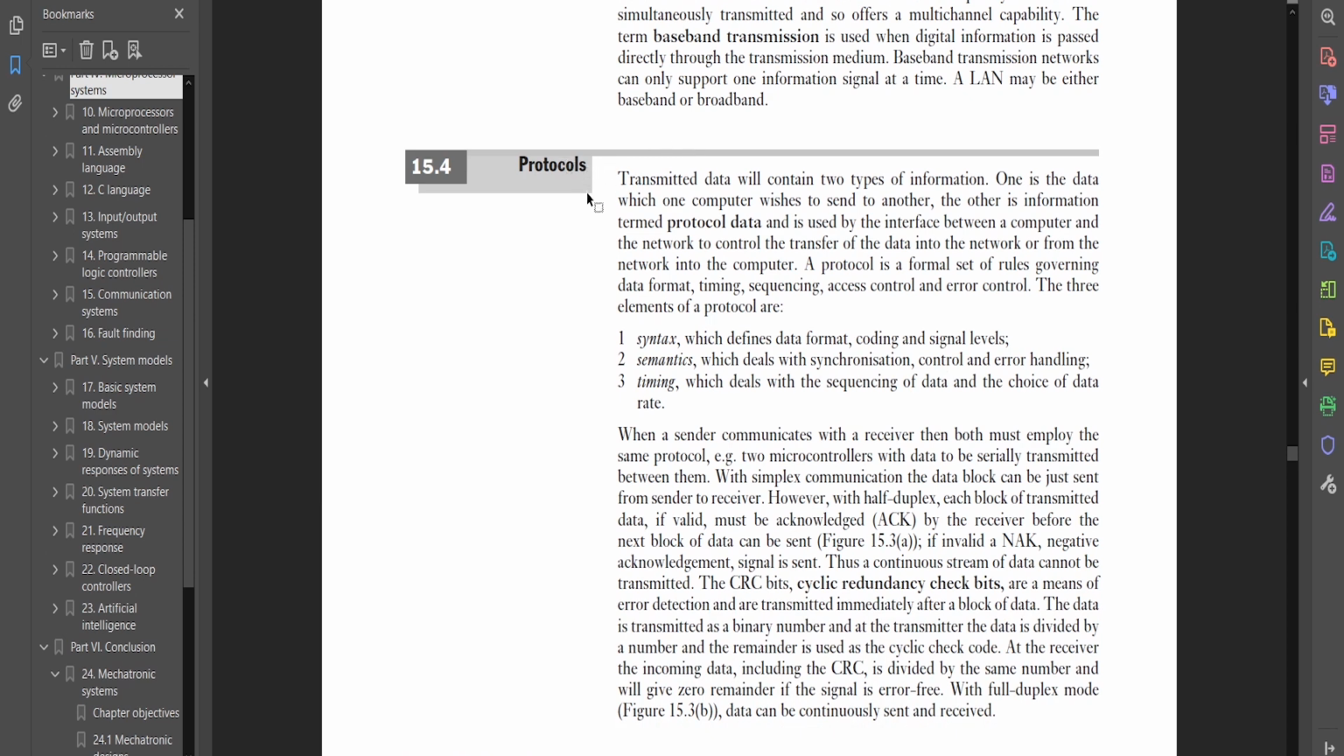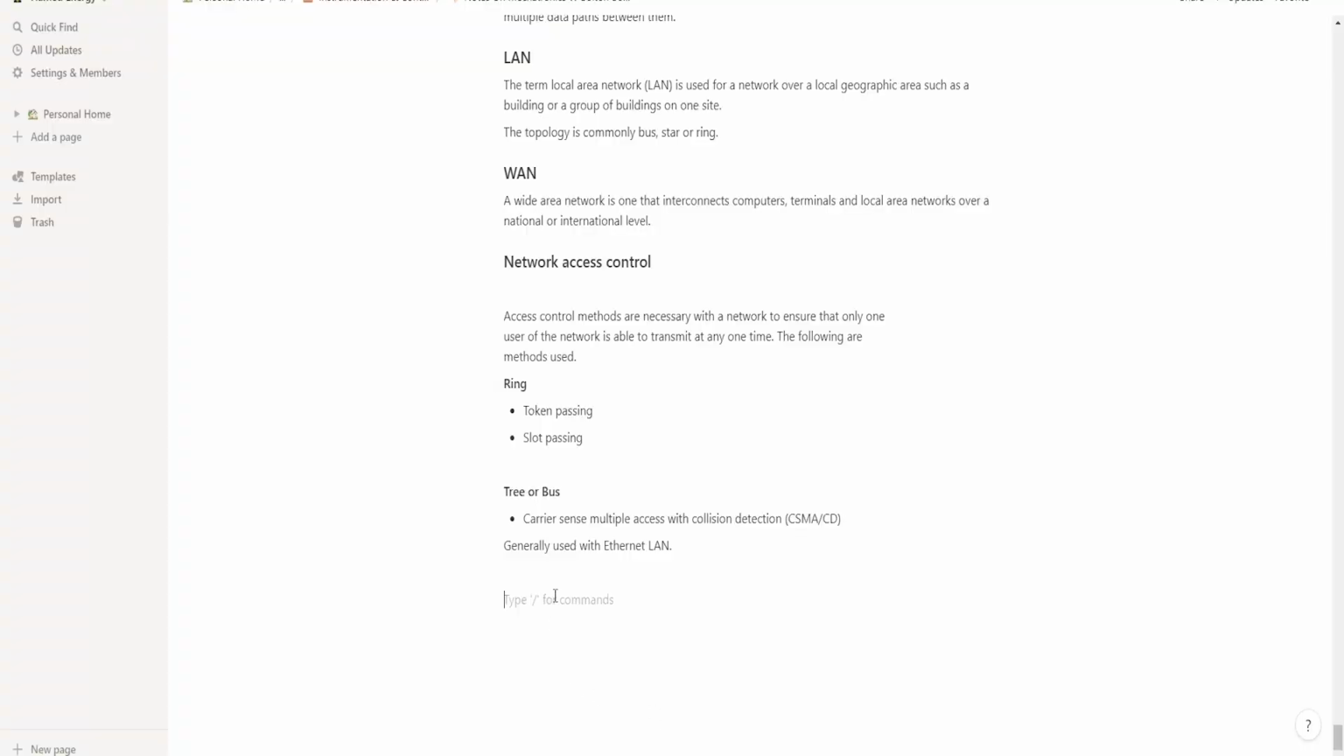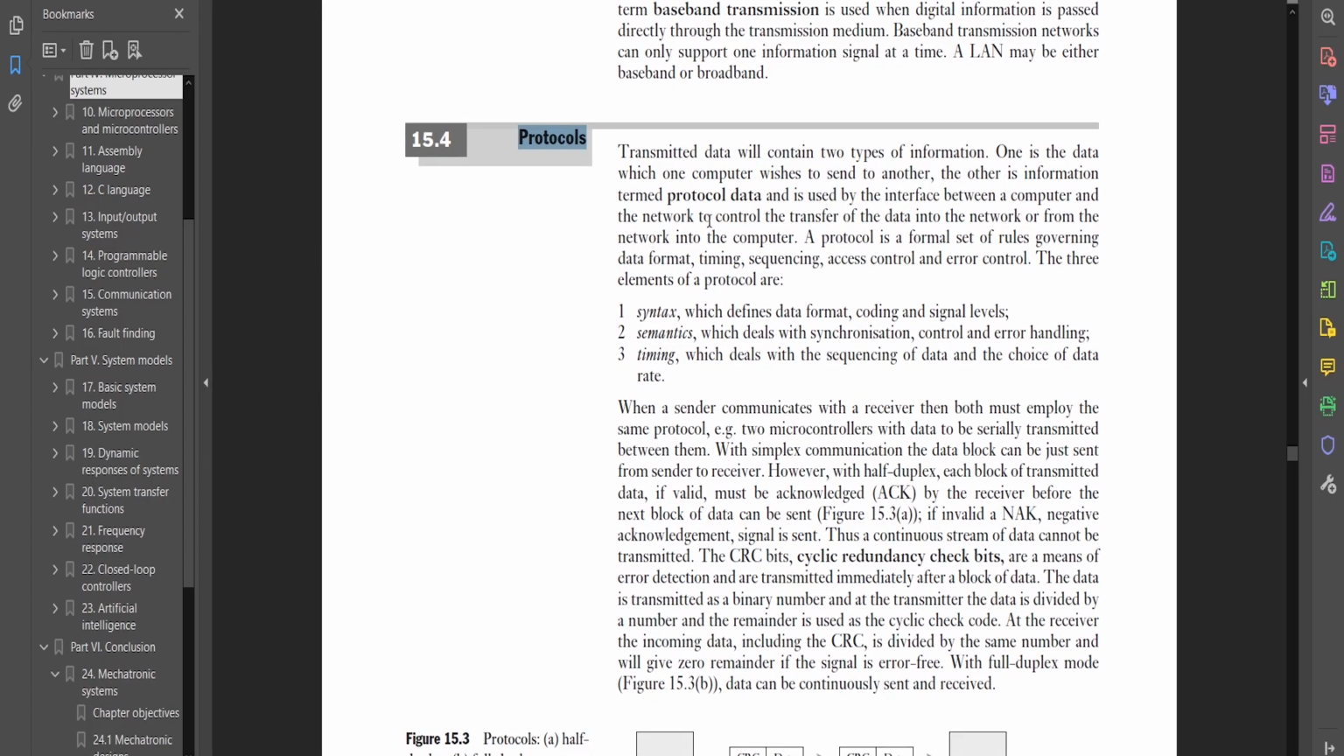Okay, so protocols. I assume that's an important part of communications. I'm probably going to be redoing most of these notes for the communication systems module anyway. So transmitted data will contain two types of information. One is the data which one computer wishes to send to another. The other is information termed protocol data and is used by the interface between a computer and a network to control the transfer of the data into the network or from the network into the computer. So it's to control the transfer.